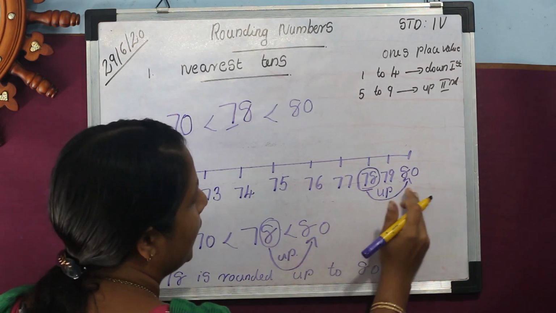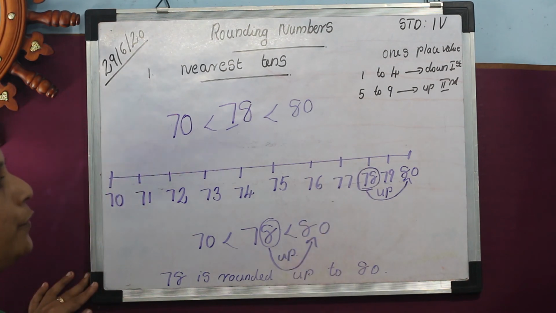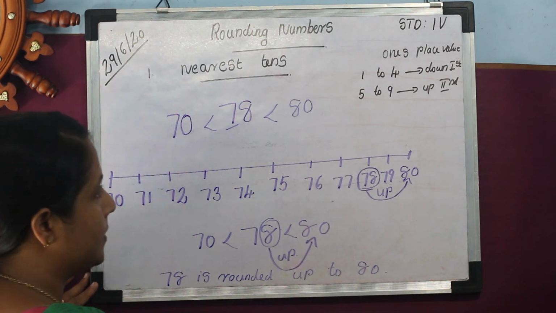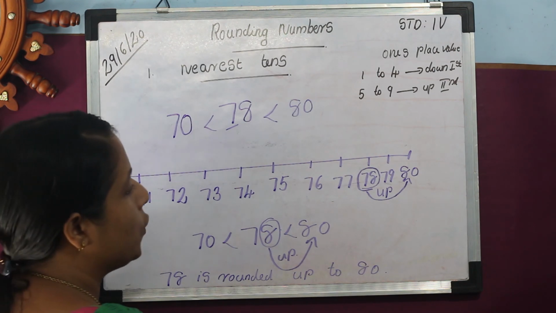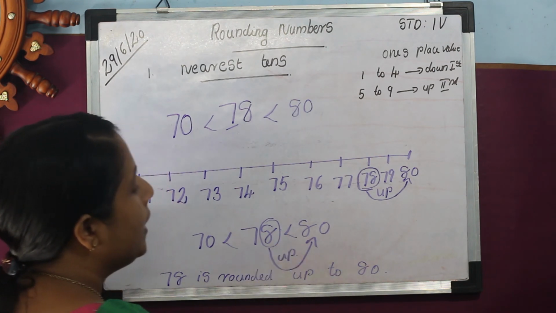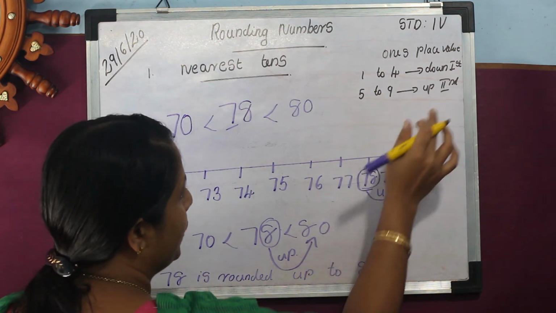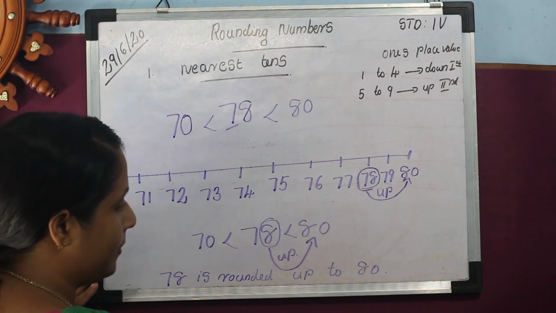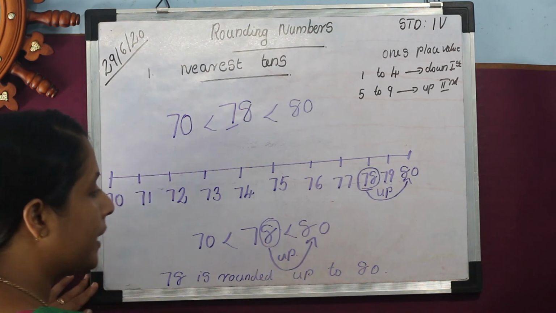So 78 is very close to the number 80. Our condition is that 1 to 4 numbers are rounded down to the first number and 5 to 9 numbers are rounded up to the second number. So we take our ones place value. Here the ones place value is 8. So it belongs to the category 5 to 9, that is rounded up to the second number. Therefore 78 is rounded up to 80.